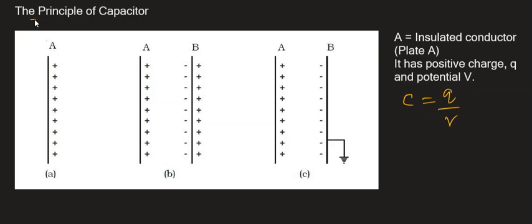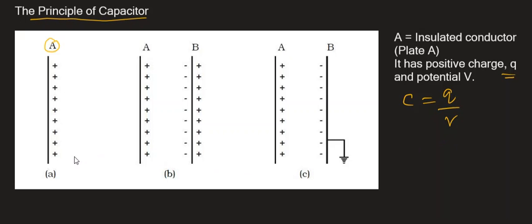Principle of capacitor. Let us consider plate A, an insulated conductor. What is that? Insulated conductor. It has the positive charge Q, and it has a certain potential V. So the capacitance is given by Q divided by V.